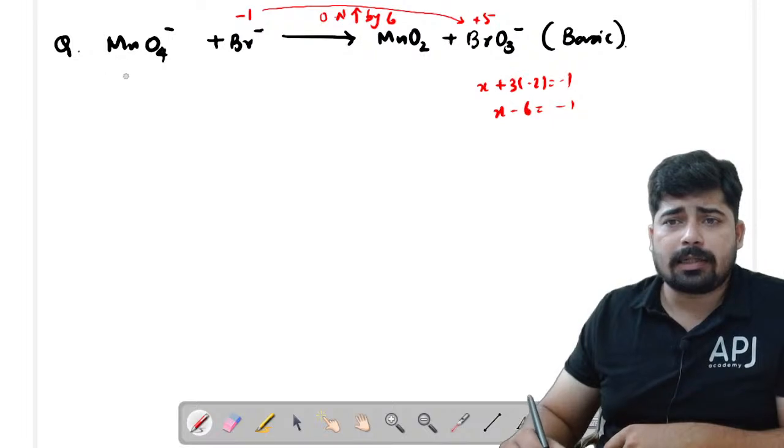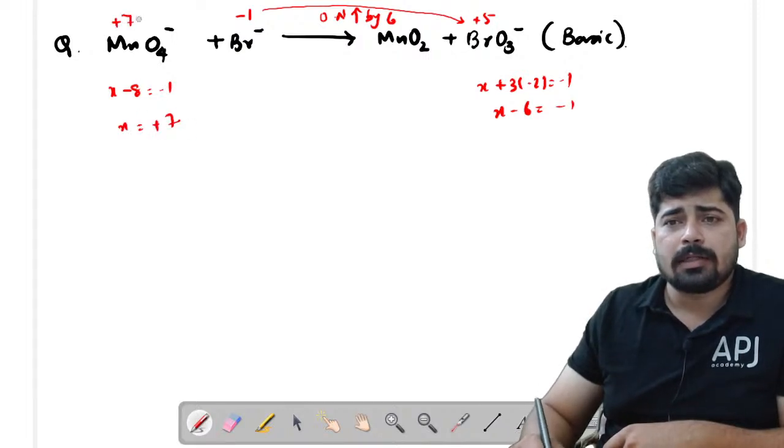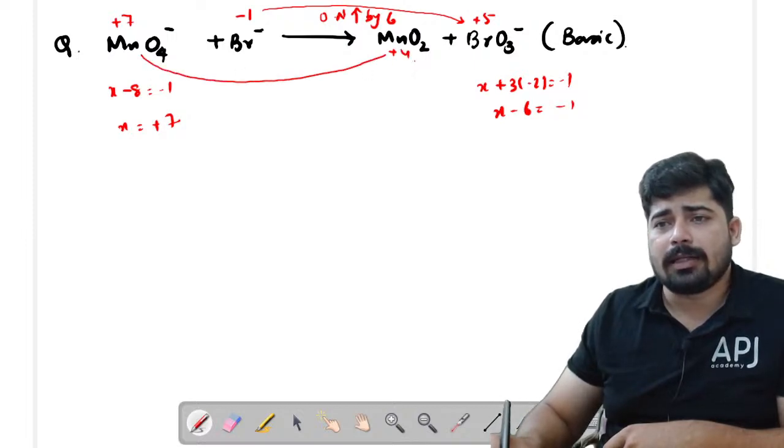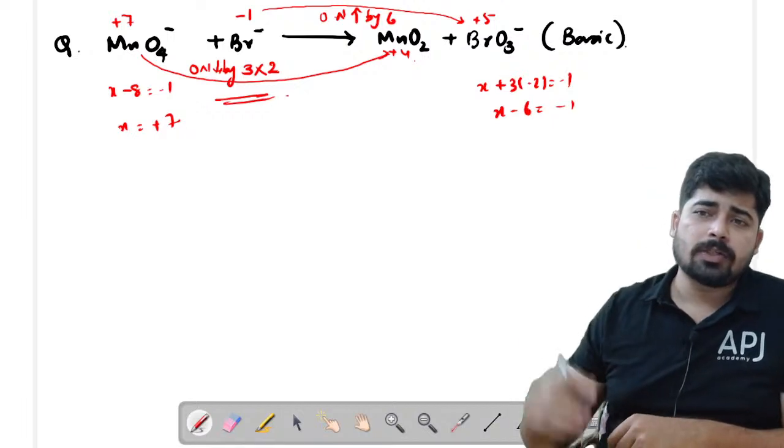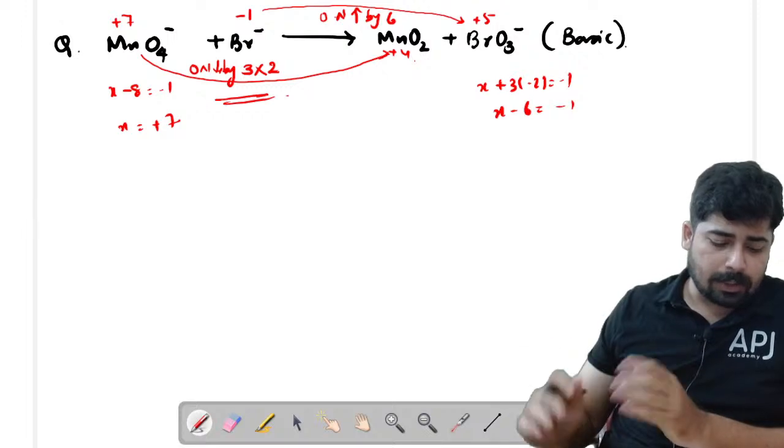Now let's consider Mn. It is X minus 8 equal to minus 1. So X equal to plus 7. So here it is plus 7, here it is plus 4. That means it is decreased by 3. In order to make the value the same, I have to multiply this with 2 so that it will get decreased by 6. So there increased by 6, here decreased by 6 when we multiply it with 2.